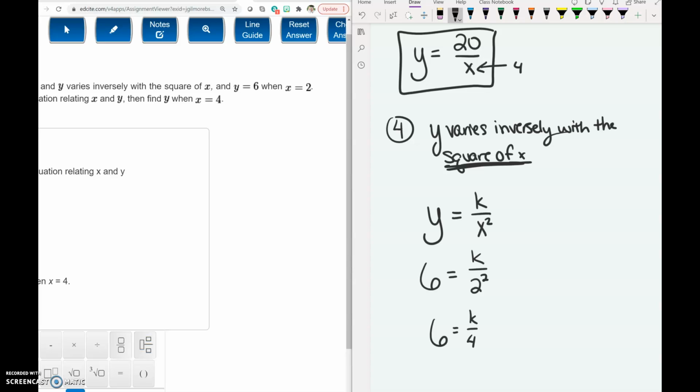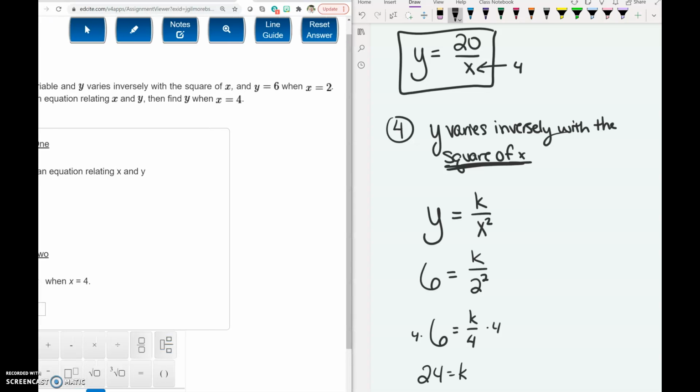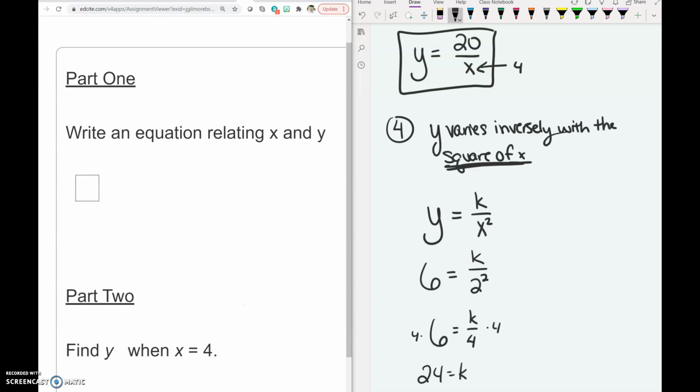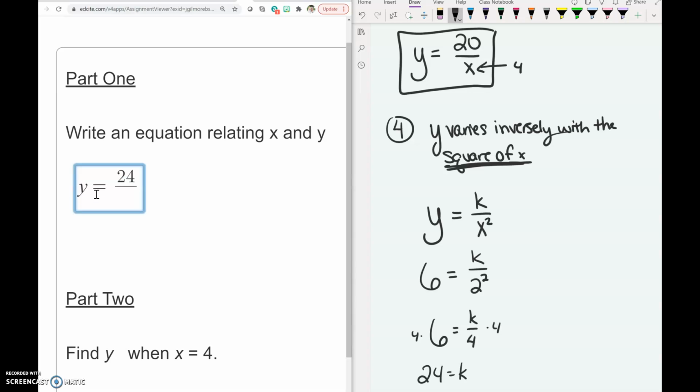2 squared is 4. Multiply both sides by 4. Our k value is 24. Now, once again, it's not asking you what is k. It's asking you for an equation that relates x and y. So you need to type in y equals 24 divided by x squared. You can do squared by typing Shift 6 on your keyboard.